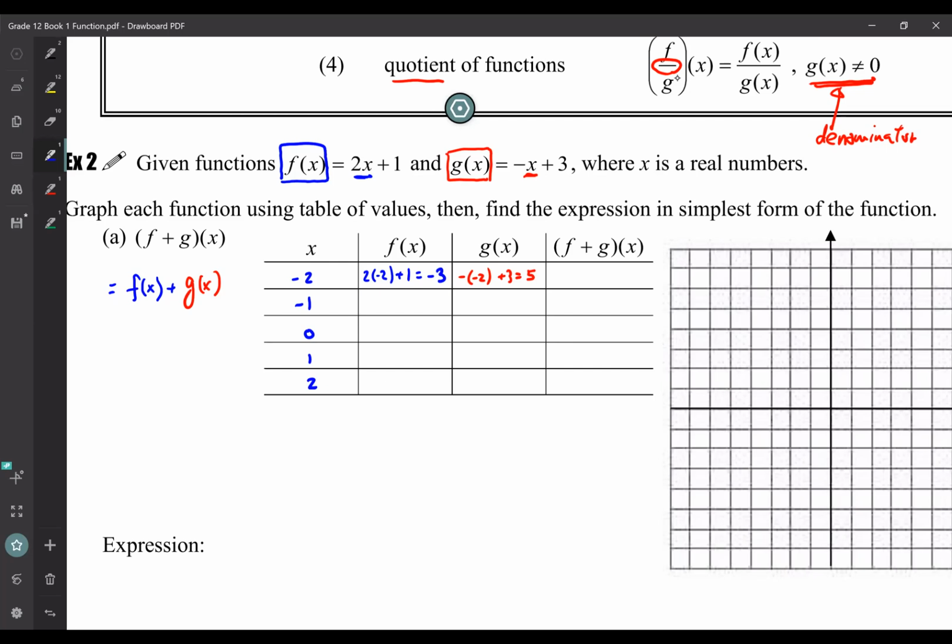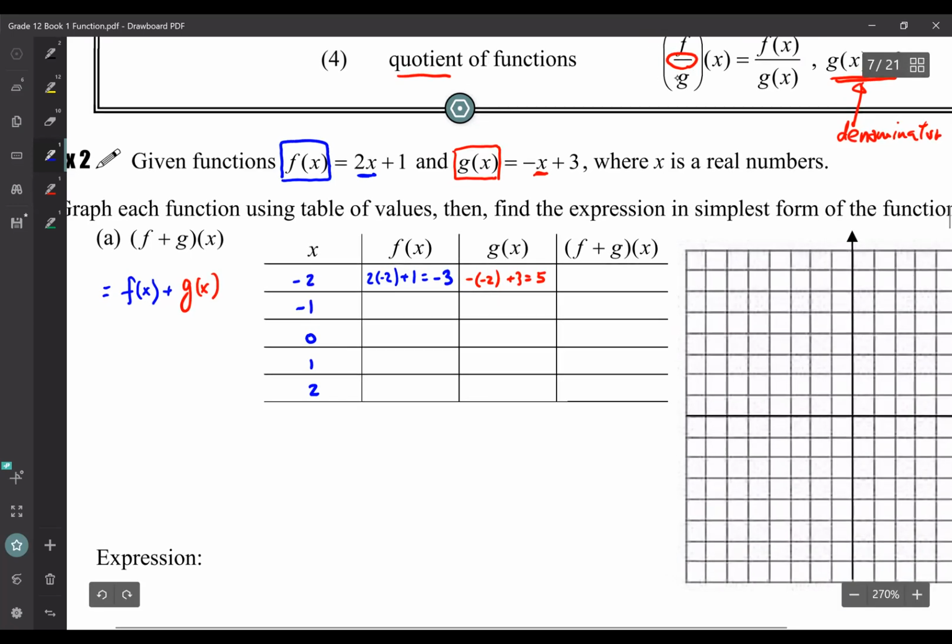Okay, let's get some points first. William, can you tell me the blue one for -1? For -1, I got -1. Okay, how about for 0? 1. Okay, and Tiana, what about for 1? 3. And for 2? 5. Okay.